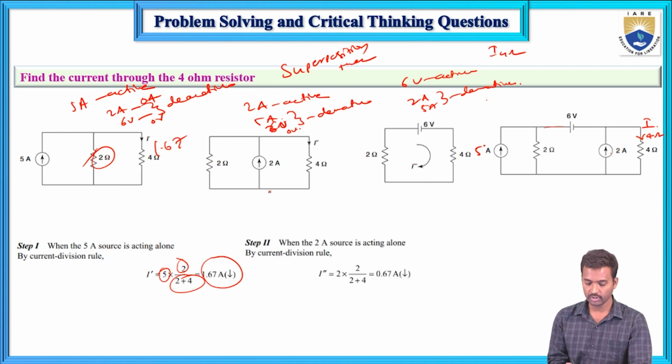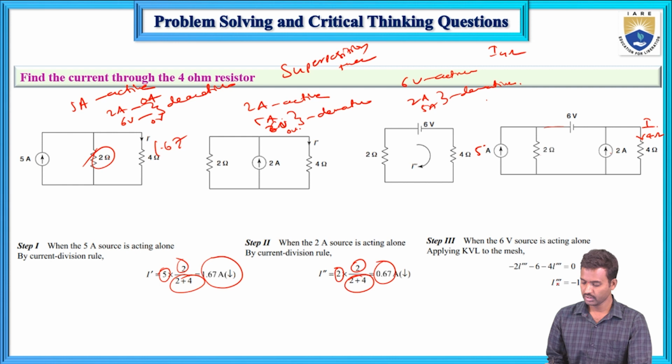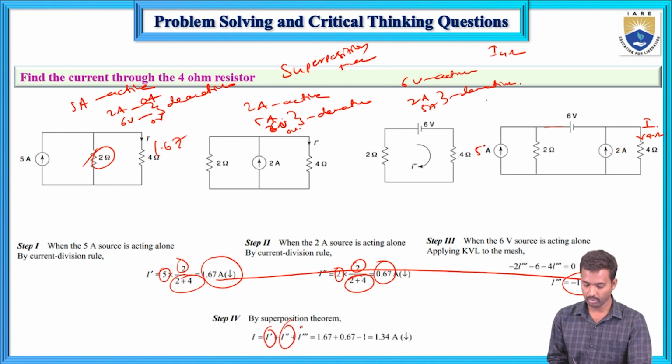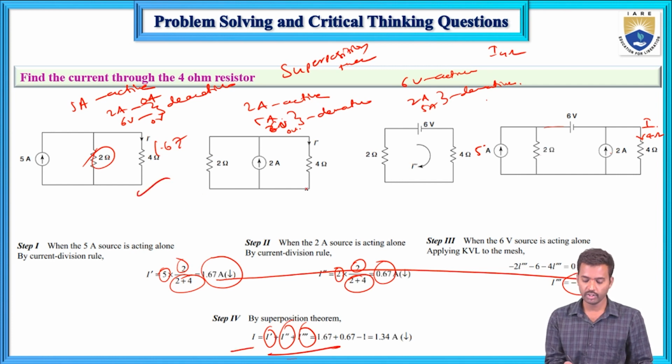If you apply the same thing, our total current and opposite branch resistance 2 and this one 0.67. And next, in the simple loop, 6 by 2 plus 4. So this one, 6 by that one is minus 1 ampere. So now if you add these 3 you will get the total response I dash, I double dash. According to the superposition, total response equals the sum of the individual responses. So now 1.67, 0.67 and minus 1, that is 1.34 ampere, that is downwards.